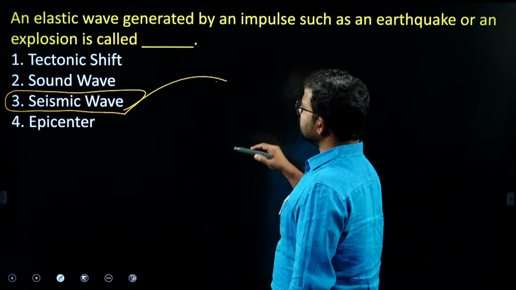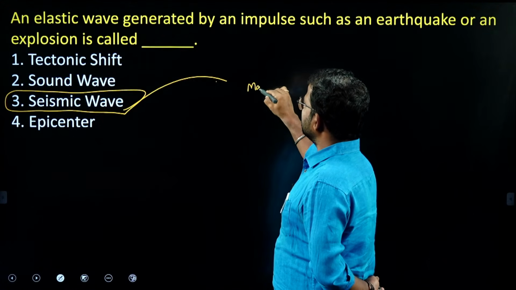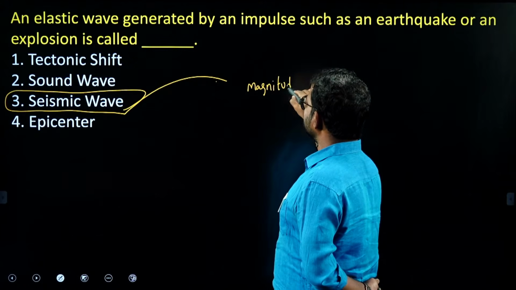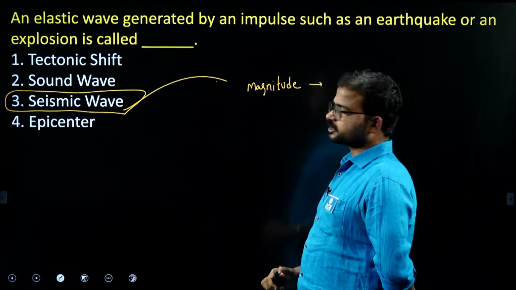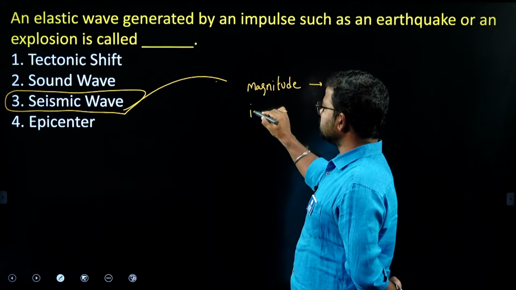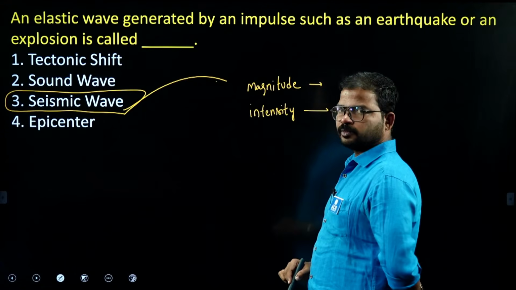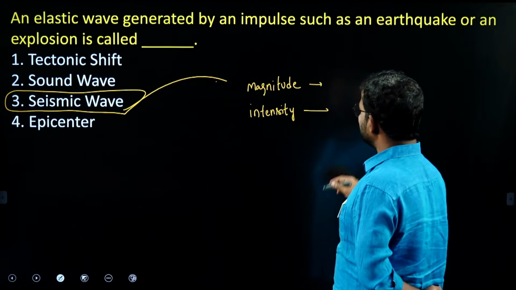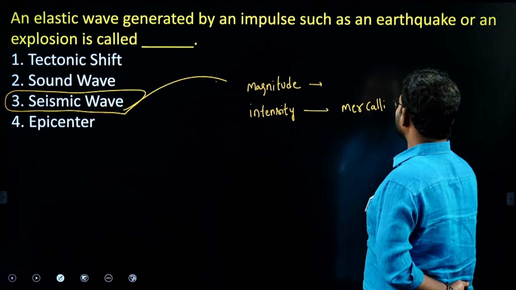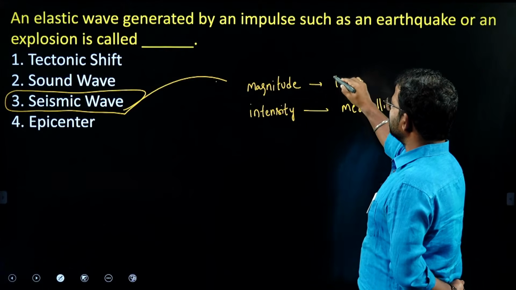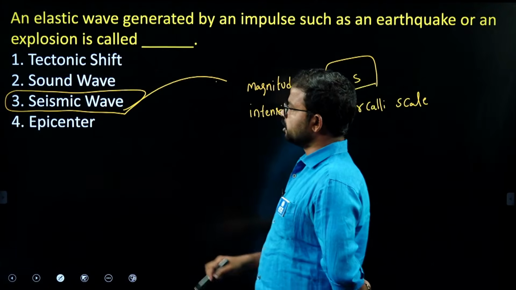To analyze the magnitude of seismic waves, what do we use? The Richter scale. What about the intensity of seismic waves? It can be measured by using the Mercalli scale. So this type of scale is generally used now.